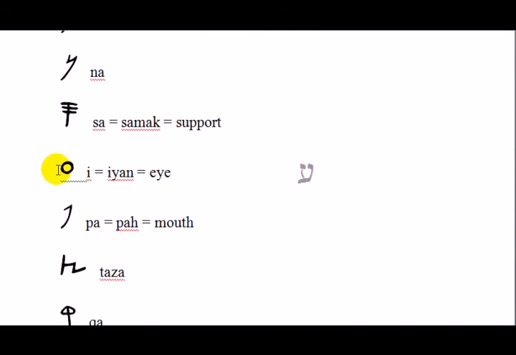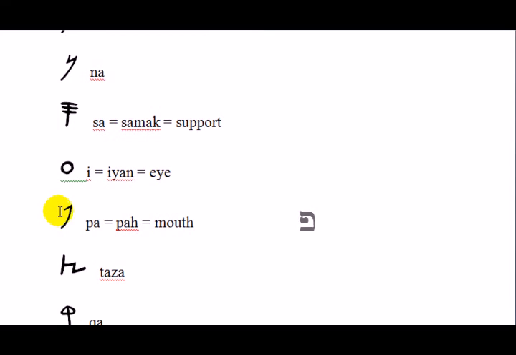The next letter is I, pronounced "I," which comes from the Hebrew word ayin, which means eye. If you look at it, it looks like an eye. If you put a little dot in the middle of it, you'll have the pupil, so then you have the eye. That's what the Hebrew character I means. It comes from the Hebrew word ayin, which means eye.